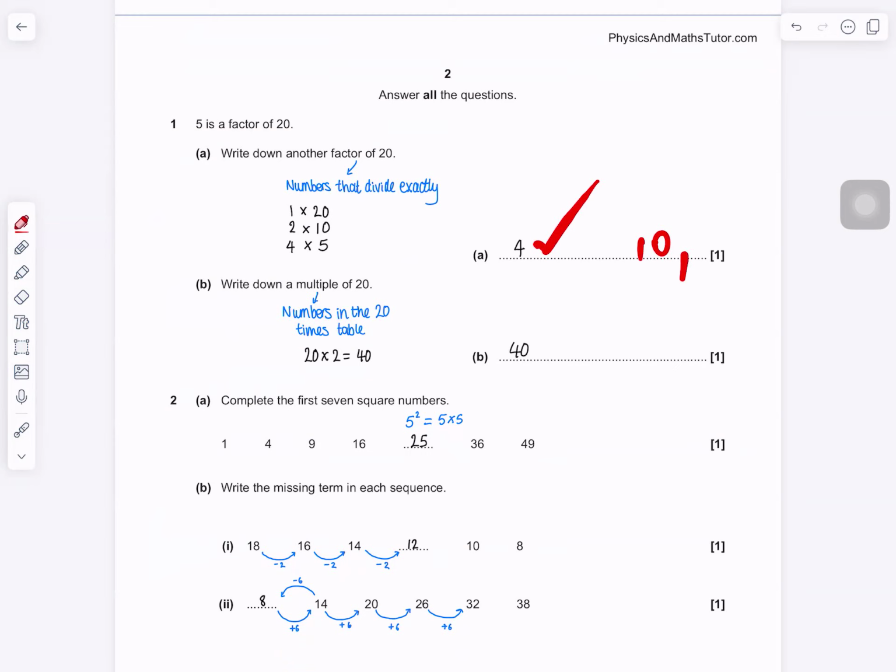1, 5, 10, 2, and 20. Yes, perfect. Part B, write down a multiple of 20. You can just put 42. You can put 60. Excellent.